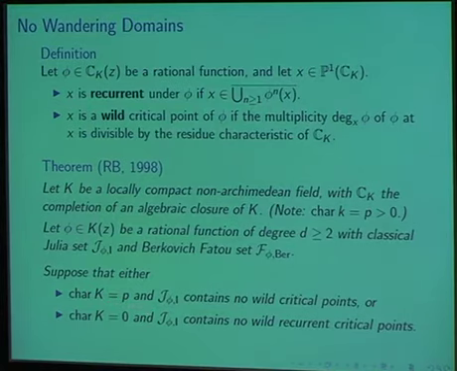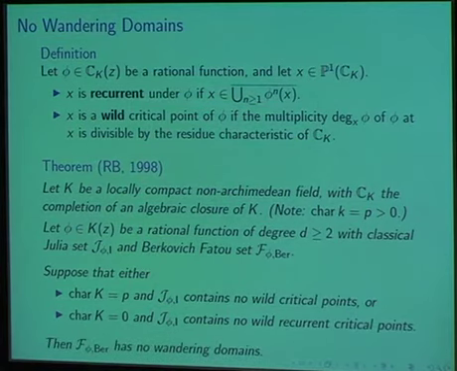So if the characteristic is p, you have to assume that there are no wild critical points in the type 1 Julia set. And if the characteristic is 0, you can assume the weaker condition. You are allowed now to have wild critical points, but you're not allowed to have wild critical points that are recurrent in the Julia set. This is just a technical assumption that you need. I needed it anyhow to make the proof. Maybe you don't need it to make the proof go through. Then the conclusion is there's no wandering domains in the Berkovich-Fatou set.